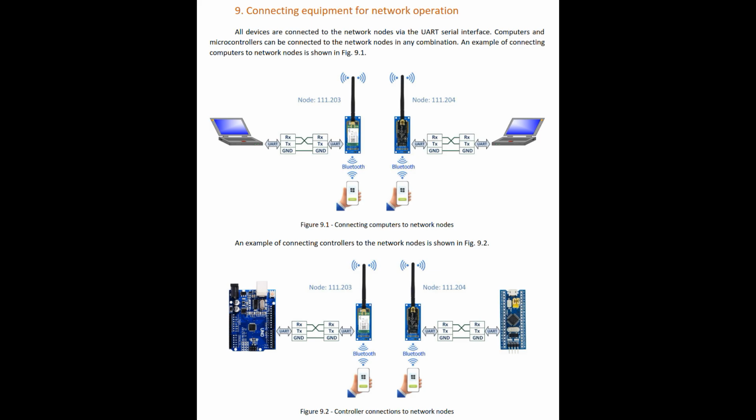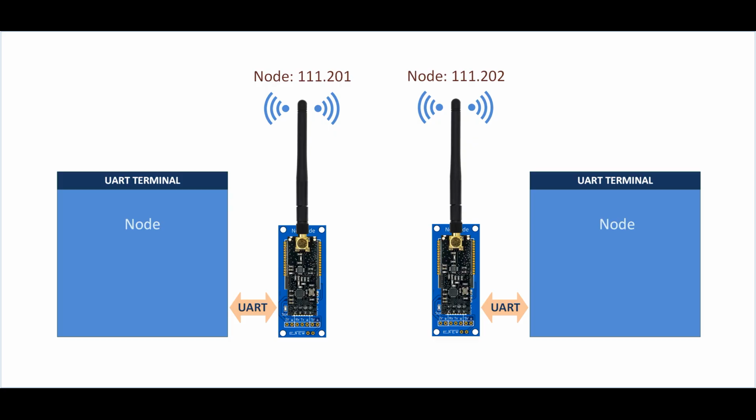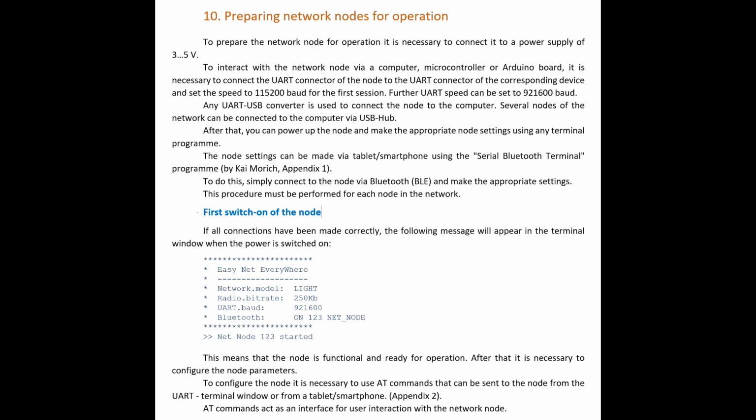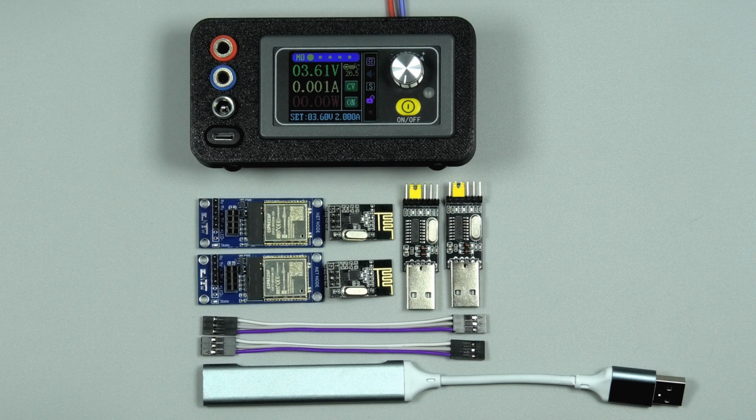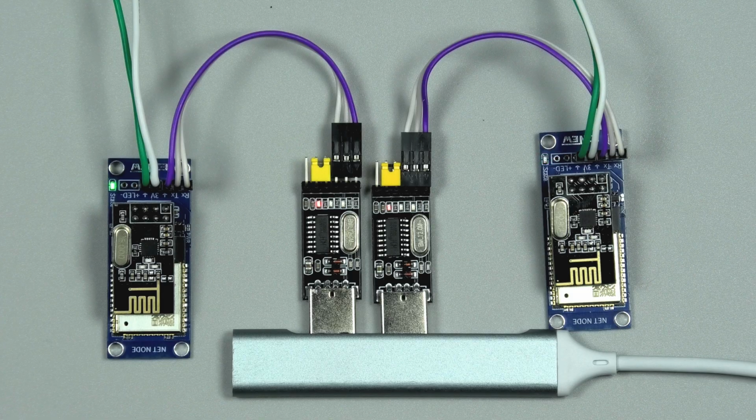Preparing the network assembly for operation is straightforward. It is sufficient to connect and configure the node parameters according to the user manual. All devices are connected to the network nodes via the UART serial interface. Computers and microcontrollers can be connected to the network nodes in any combination. Let's move on to practical examples.